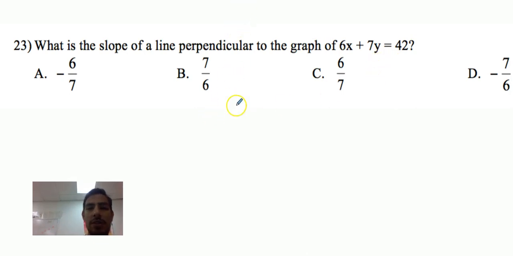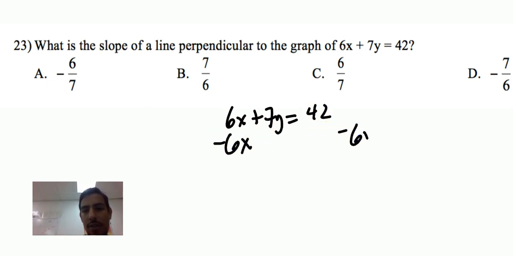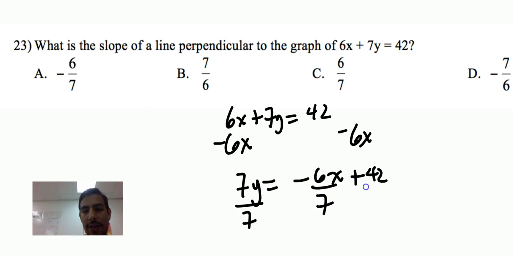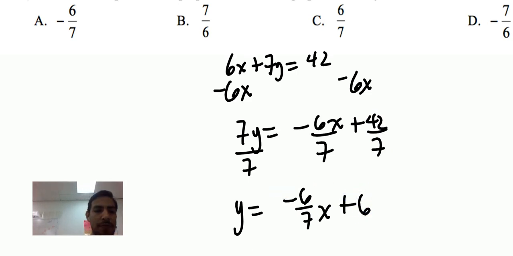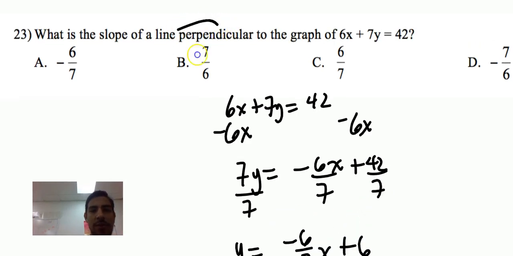So I'm going to go in and do 6x plus 7y. I'll rewrite it first. Then I need to subtract 6x from both sides. And I'm going to get 7y is equal to negative 6x. It's a positive 42, so plus 42. And then to get y by itself, I'm going to divide everything by 7. So y is equal to negative 6 over 7x, and then 42 over 7 is plus 6. Okay, the question is asking perpendicular.